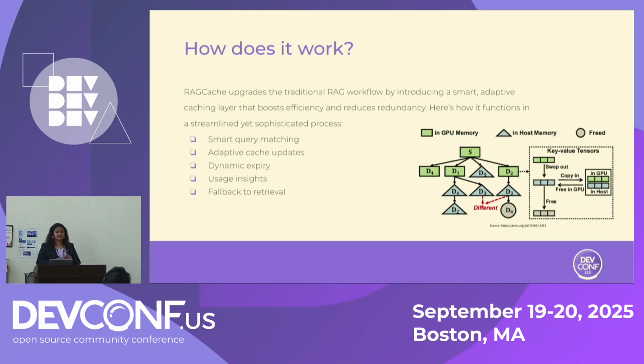And usage insights: it analyzes the query trends. If more users are asking the same questions, it will prioritize caching of frequently accessed information. Finally, fallback to retrieval: it fetches data externally if there is no cached information regarding the query, and it adds it to the cache for future use.